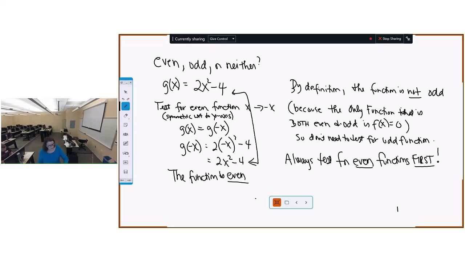Okay, so it's 9:14, so I'll give the example for this one on Wednesday. Do you have any questions about even or odd functions?